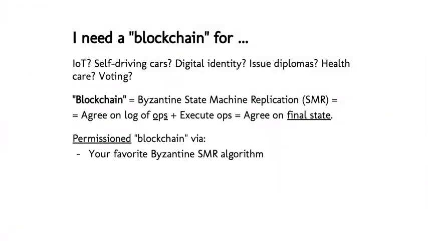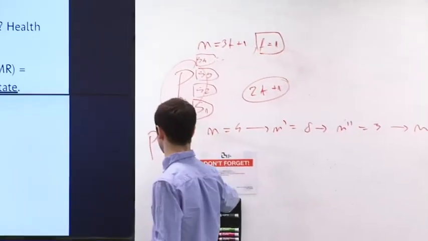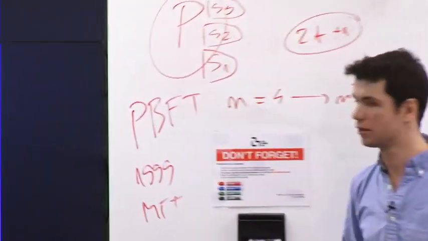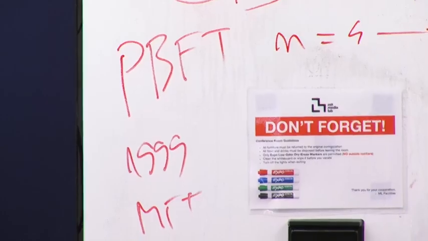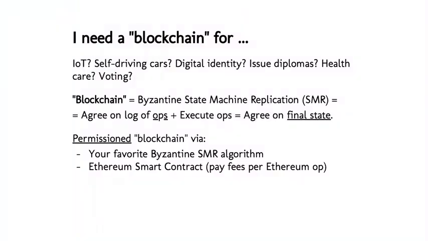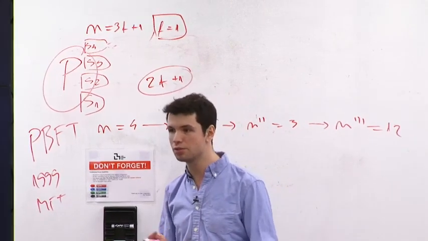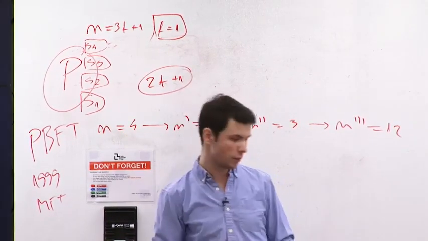So anyway, why am I telling you all of this? The reason is that if you want to do a permissioned blockchain for whatever reason, one way to do that is to use your favorite Byzantine consensus algorithm. That would be, let's say, PBFT. This was 1999 from MIT. So you could use that. You could have a lot of fun implementing it. Another thing you could do is take your program P and just give it to an Ethereum smart contract. And you know that, if the Ethereum security assumption holds, it'll do the right thing. It'll execute your program P correctly, right?